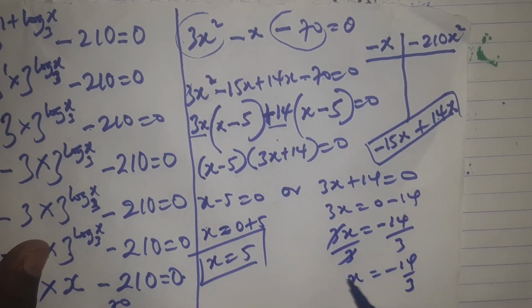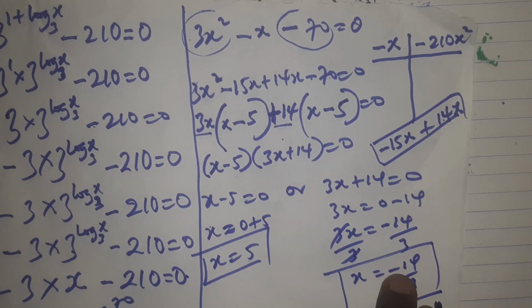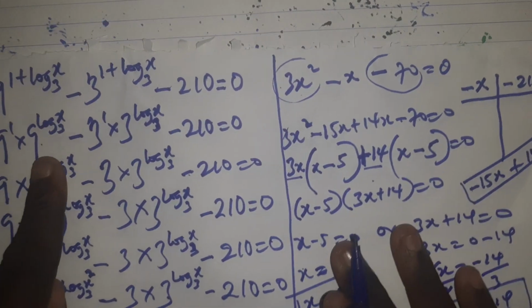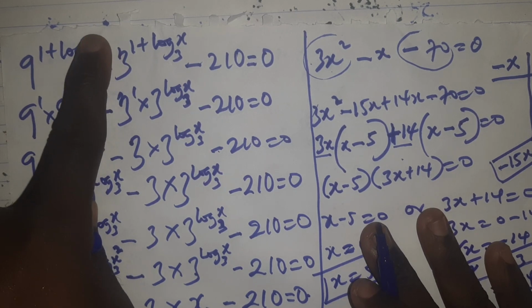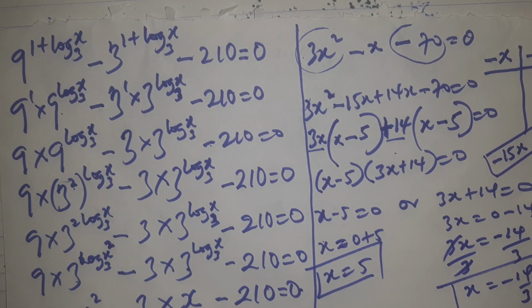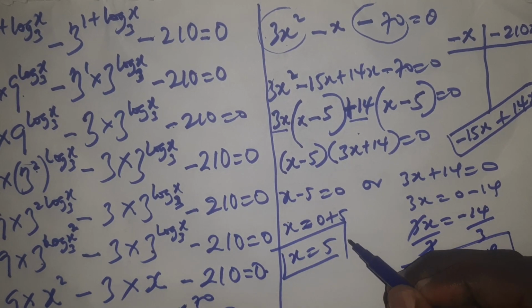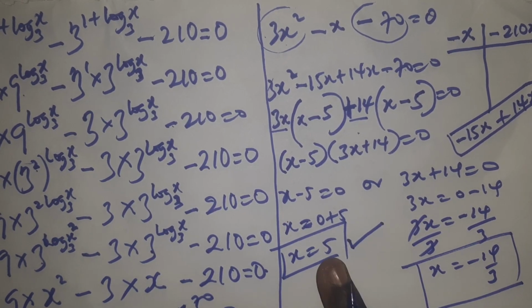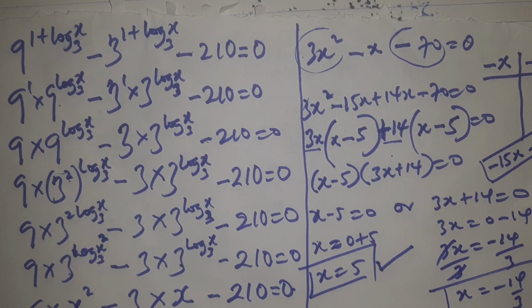But looking at these two answers, this will not be valid because it's an extraneous root. If you're fixing minus 14 over 3 into this equation, imagine you put minus 14 over 3 here. In fact, this term alone will give you a complex value. It's going to be undefined, actually, if it gives you a complex value. So our real answer here is just x equals 5. So 5 is the only root that satisfies this particular equation. So that's it. Very simple.